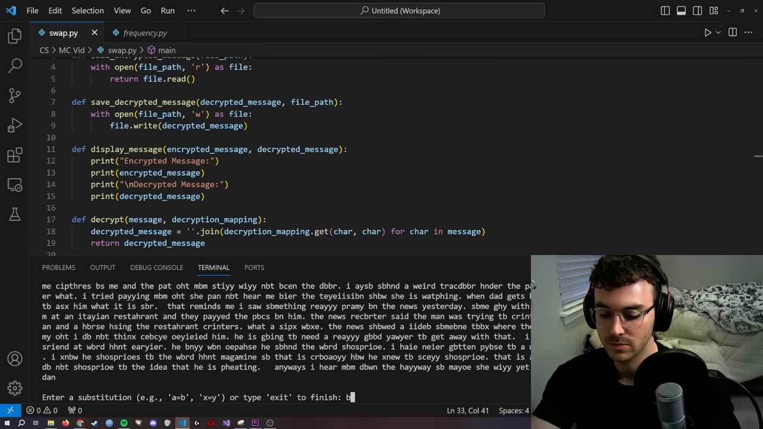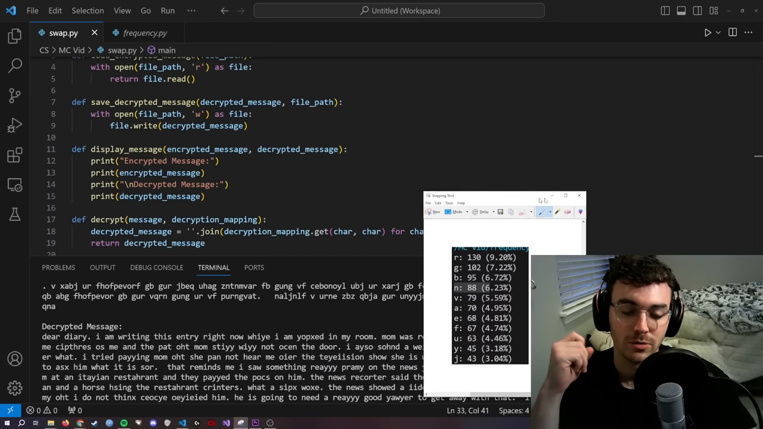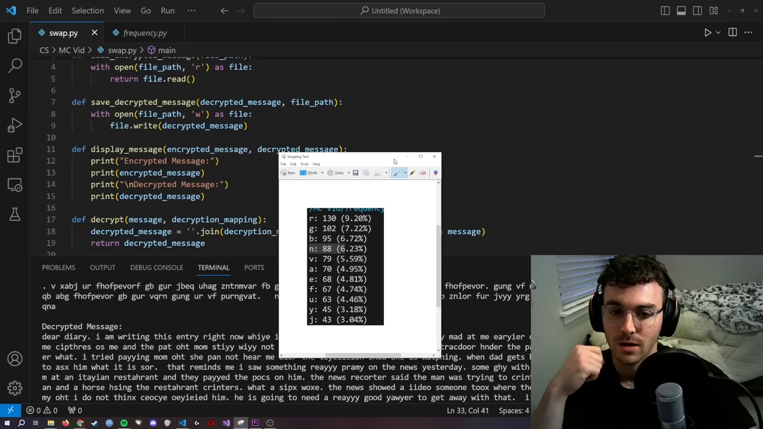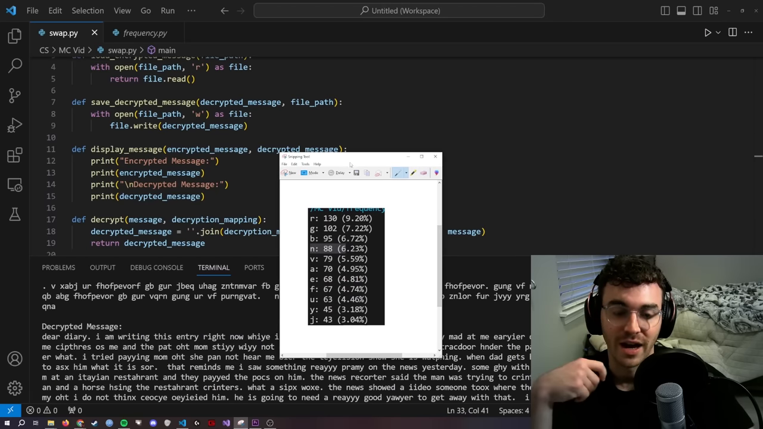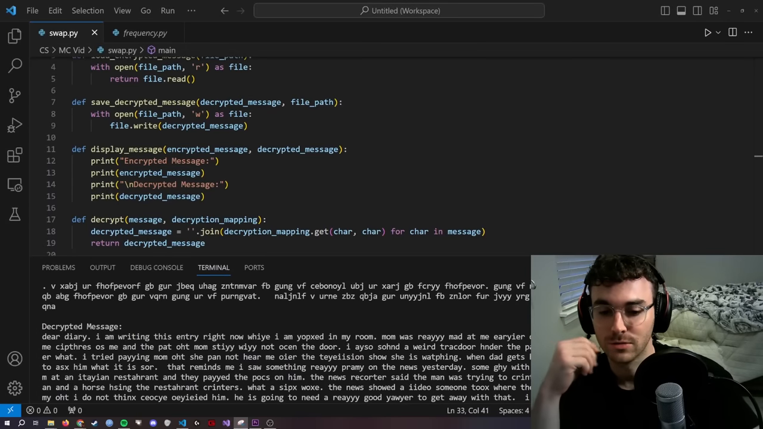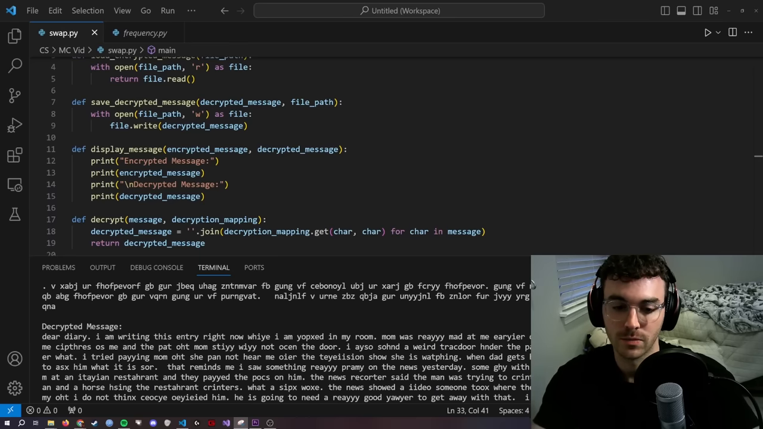B equals O. You see, once we get past the first few frequencies, all we really have to do is analyze the word structure and context clues. This text isn't really even long enough to get that accurate of a statistical frequency. But yeah, let's just keep going like this. I am writing this entry right now.